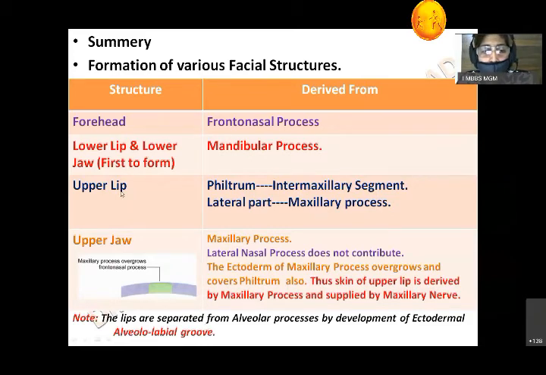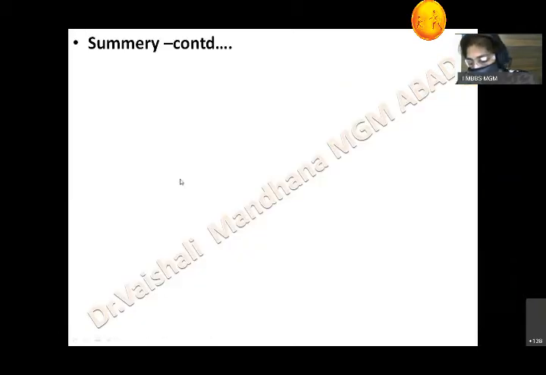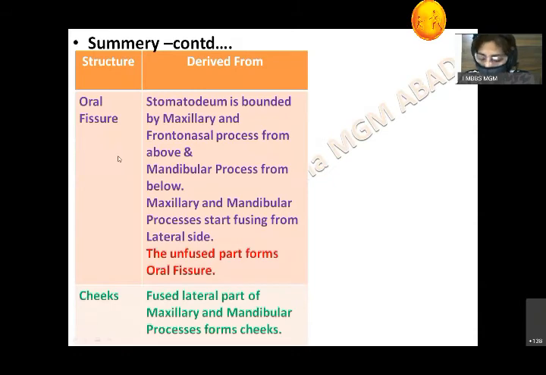Now we have seen the upper lip, upper jaw, lower jaw, forehead. Now what are the other structures? So oral fissure, how is the oral fissure formed? Now, as we know, the stomatodium is bounded by the maxillary process, and the frontonasal process is here. So from the upper side, the stomatodium is bounded by the maxillary and frontonasal process, and the mandibular process from the lower side. Okay. Now, fusion of the maxillary and the mandibular process starts from the lateral side of the stomatodium, and the unfused part forms the oral fissure. So that is very clear.